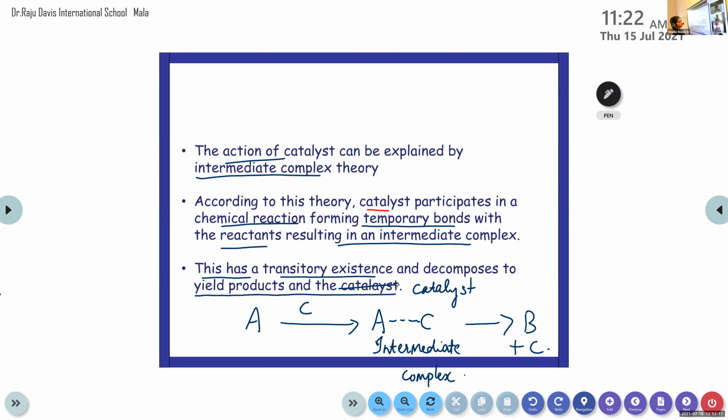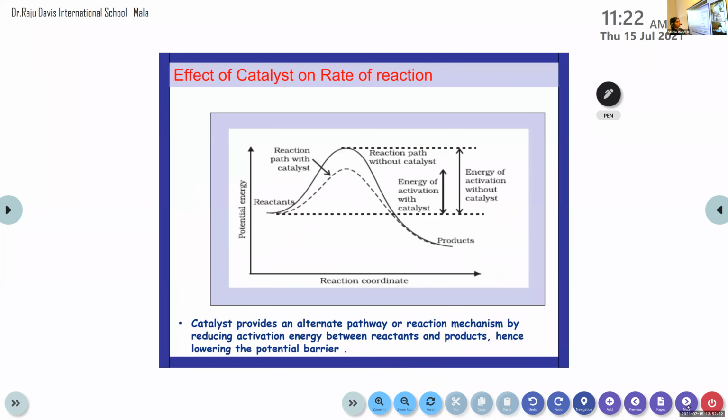Okay, children. Shall I move to the next one? The next one is a graph. This graph we already plotted. Do you remember the reaction coordinate versus potential energy? But there was only one curve in the previous graph. Here this graph shows how the catalyst affects a chemical reaction. There are two curves. The curve with the bold line shows the reaction without catalyst, and the dotted curve shows the reaction with catalyst. Clear?